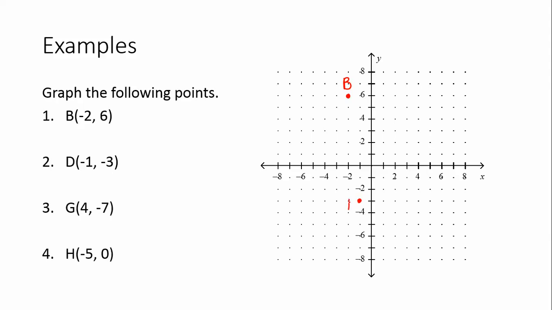This is point D. If you'd like to pause the video here, make sure you can graph the next 2 points on your own and then check your work. Point G is at 4, -7, so we're going to go +4 in the x direction and down 7 or -7 in the y direction. That's point G. And point H, we have -5, 0. So we're moving -5 in the x direction and 0 in the y direction. So our point is actually right on that x-axis.